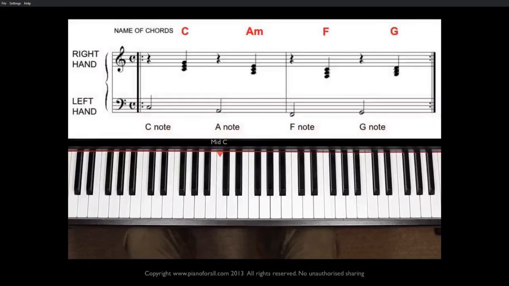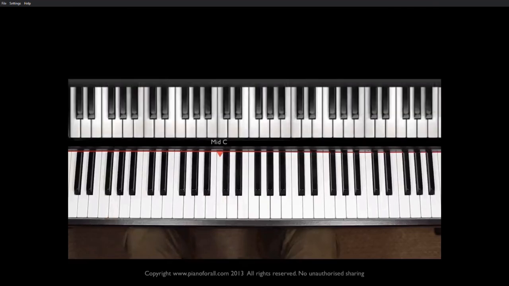So have another look at what you've just played in music notation. Got your right hand and your left hand, C note followed by C chord, A note followed by A minor chord, F note followed by F chord, G note followed by G chord. In the next video we'll show you the basic music notation.